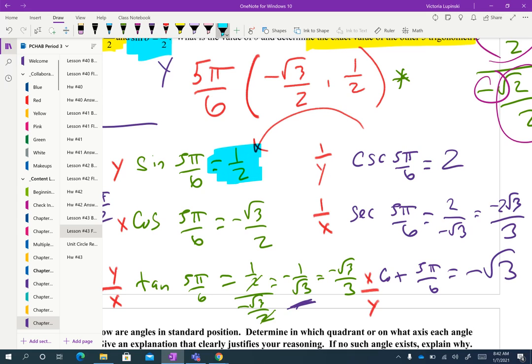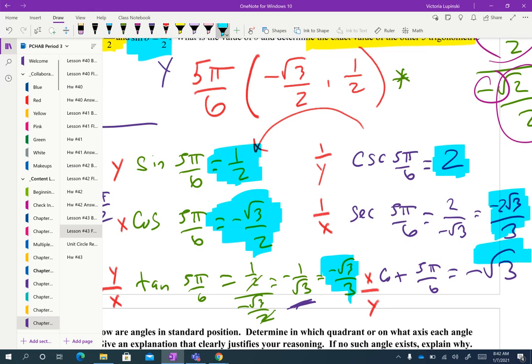So here's the sine, which again was given. Here's the cosine, and here's the tangent. That seems to always be my order of preference for finding them, to make sure you're always finding the reciprocals next to each other. Cosecant of positive 2, secant of negative 2 root 3 over 3, and then a cotangent of negative radical 3.